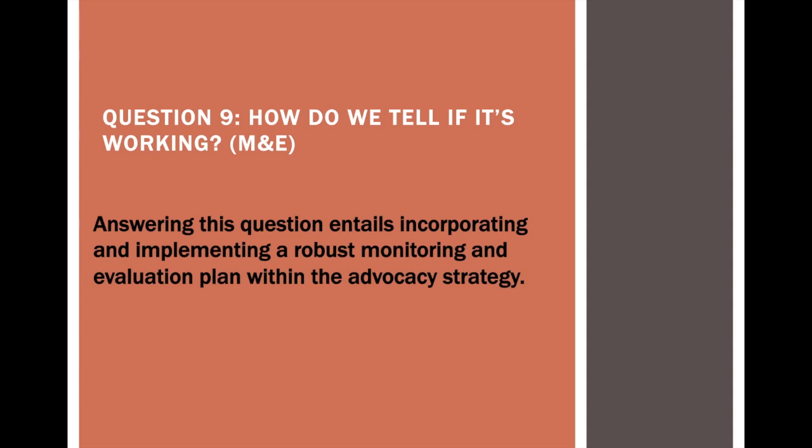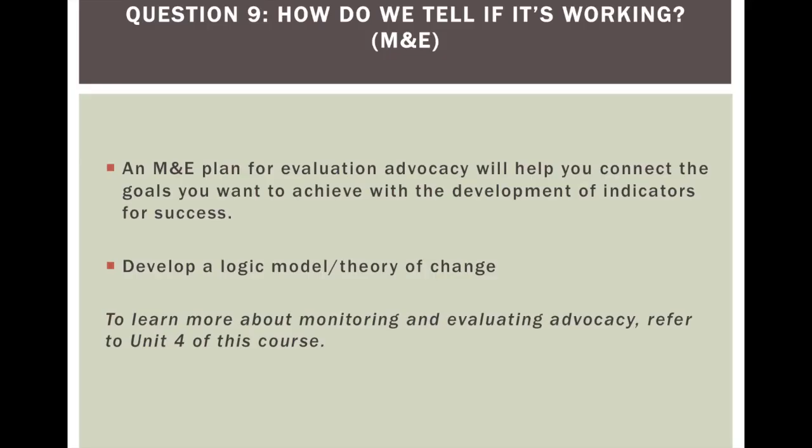Now we come to the last of the 9 questions. How do we tell if it is working? Answering this question entails incorporating and implementing a robust monitoring and evaluation plan within the advocacy strategy. By building monitoring and evaluation into advocacy planning from the start, you can connect the goals you want to achieve with the development of indicators for success.